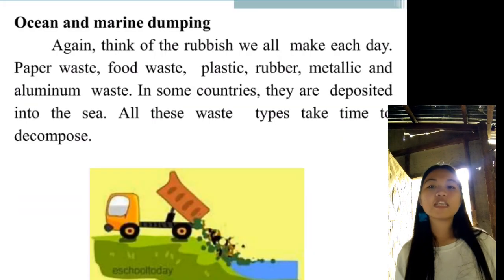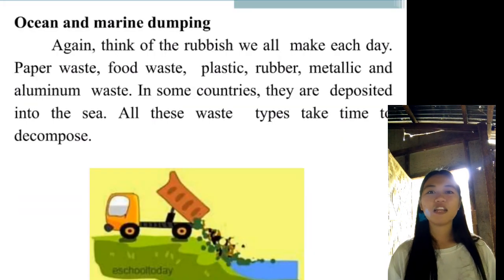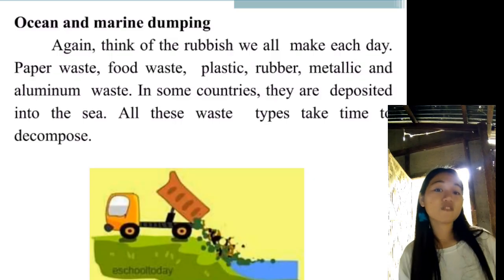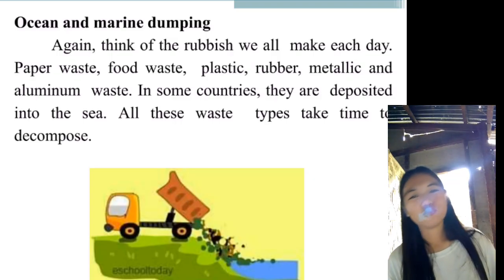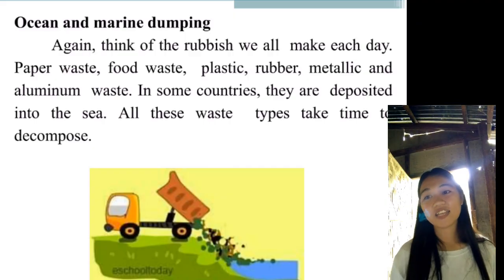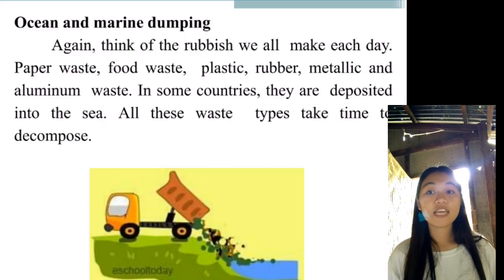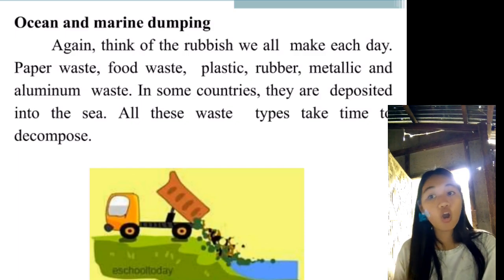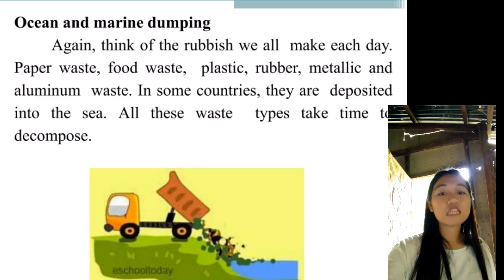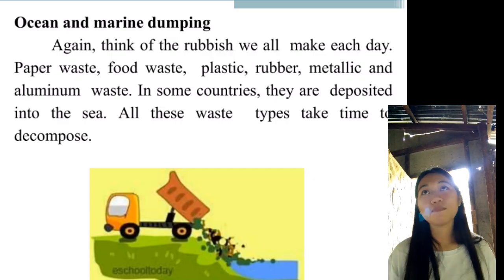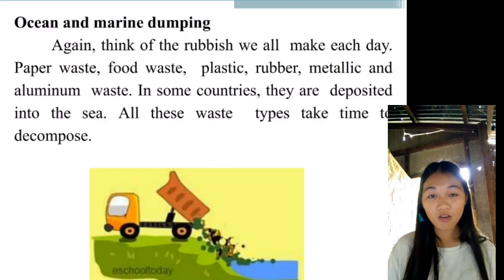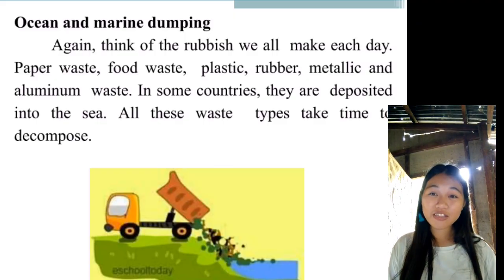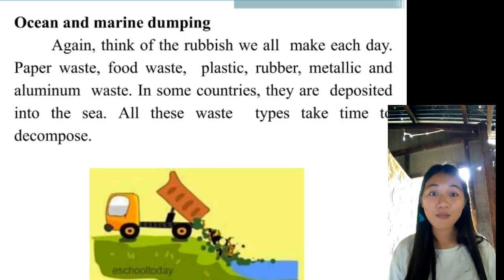Next, ocean and marine dumping is very relevant. Again, think of the rubbish we all make each day: paper waste, food waste, plastic, rubber, metallic, and aluminum waste. In some countries, they are deposited into the sea. All these waste types take time to decompose. We might think our waste decomposes within a day and disappears, but unfortunately some of it takes years, sometimes decades.